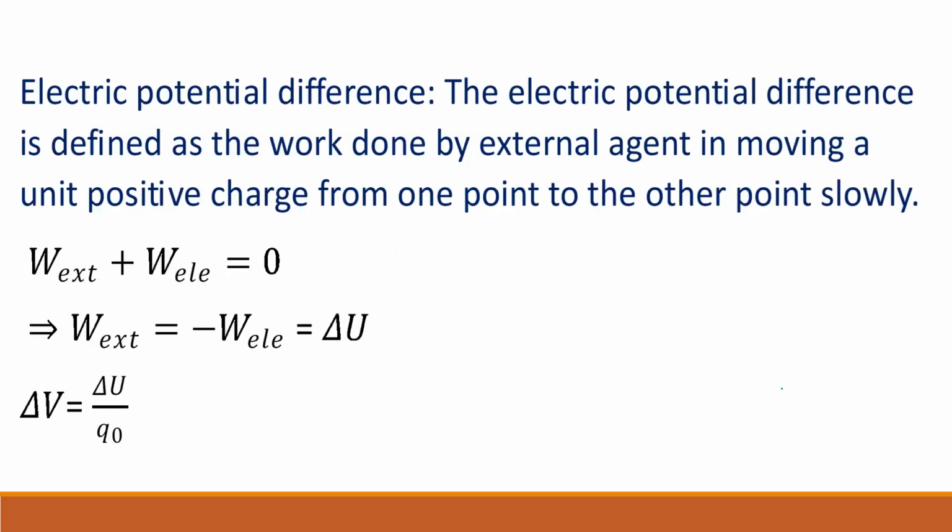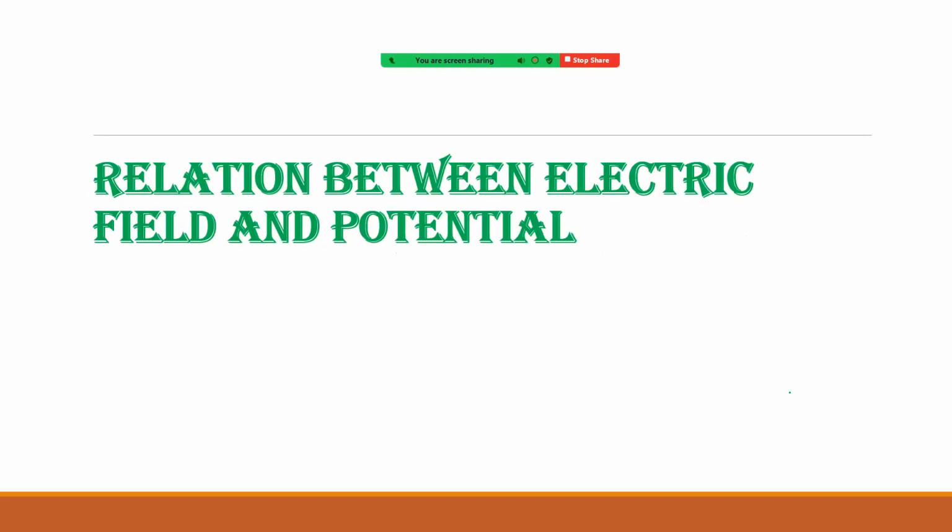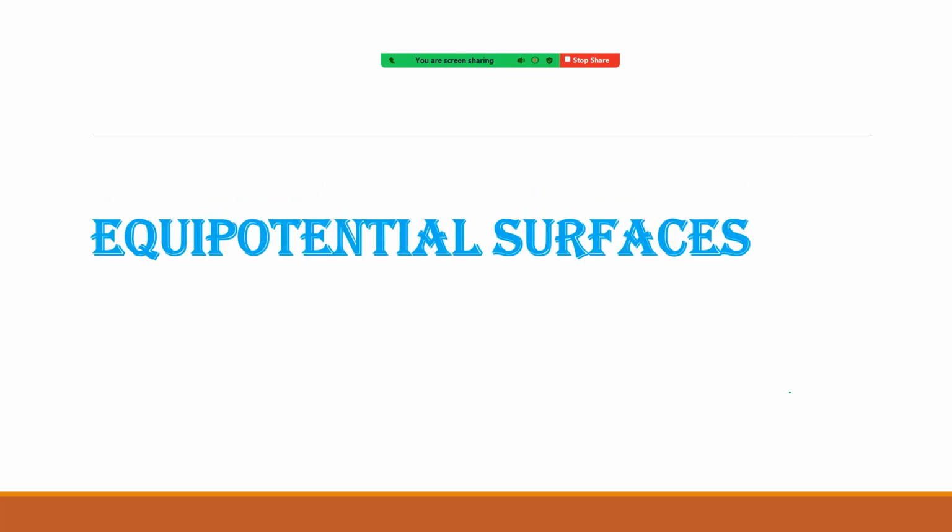Right. So this is what we have discussed till now: the relation between electric field and potential. And we got equipotential surfaces: because of a point charge it is spherical, because of a line charge it is cylindrical, and if the field is uniform, it will be planes. Okay, right.